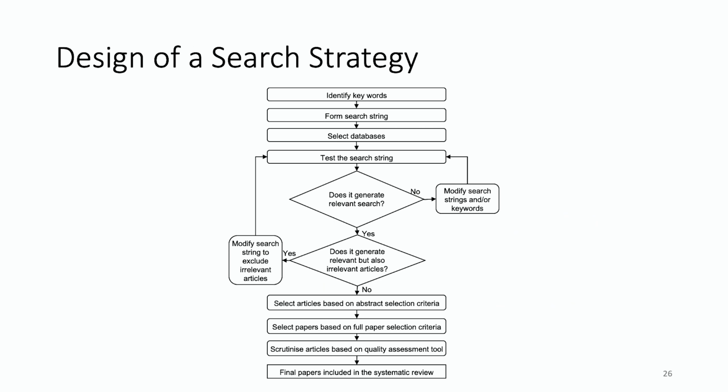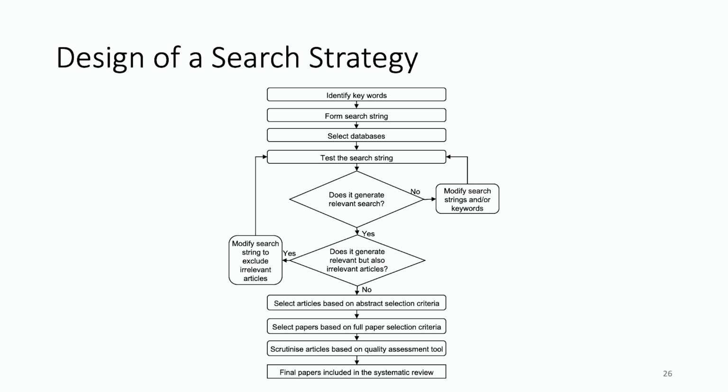And this is an example of a search strategy. So it goes step by step and has several decision points. So you start by identifying the keywords. You form search strings. You select your databases. This is where you're going to search. You test your search strings. If it generates good results, you progress. If it doesn't generate good results, you go back and you modify your search and keywords.